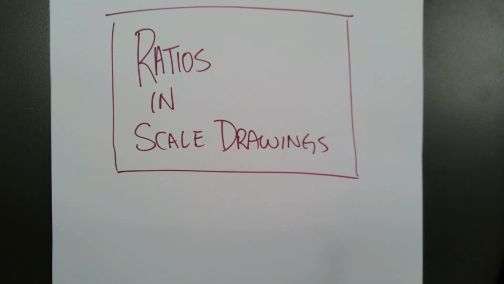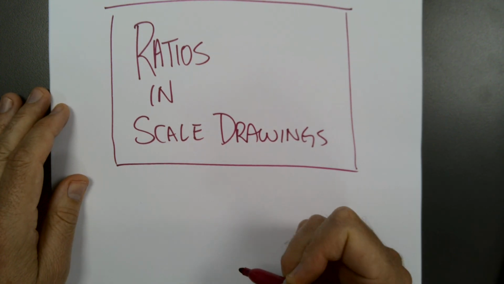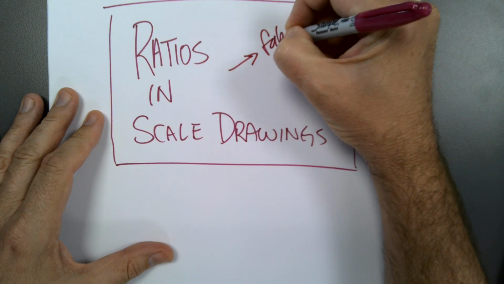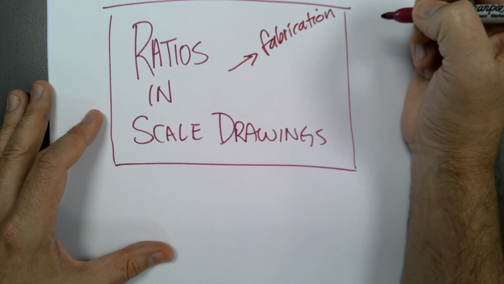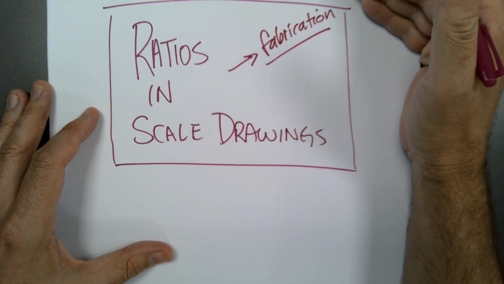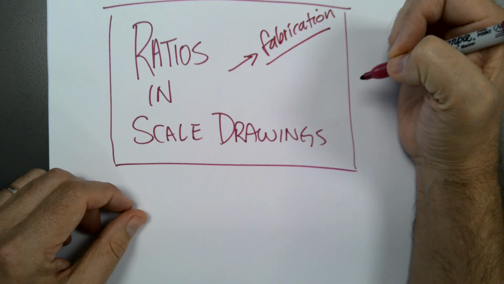So now we're looking at ratios and how they relate to scale drawings. Now, I've got to say, this is unbelievably important. If you are doing any kind of fabrication, okay, building sites, sheet metal fabrication, boilermaking, anything like that, if you cannot read a scale drawing, then you're going to be useless to them, okay?